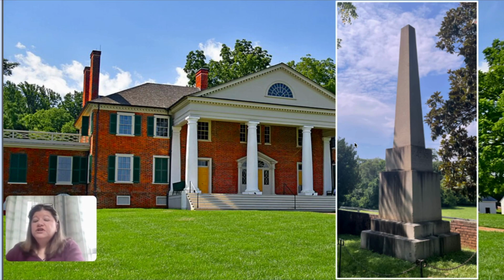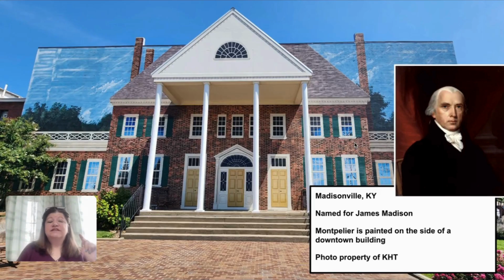Now, not only do we have Madison County, Kentucky, that is named for Madison, but we also have Madisonville, Kentucky, that is named for Madison. And that city town was established in 1807. And my daughter and I actually visited that city this past summer. And this is actually a painting that they put on the side of one of their downtown buildings, which is a painting of Montpelier on the side of their building there in downtown in Madisonville. So that's pretty cool. And obviously, like I said, we visited there as well.